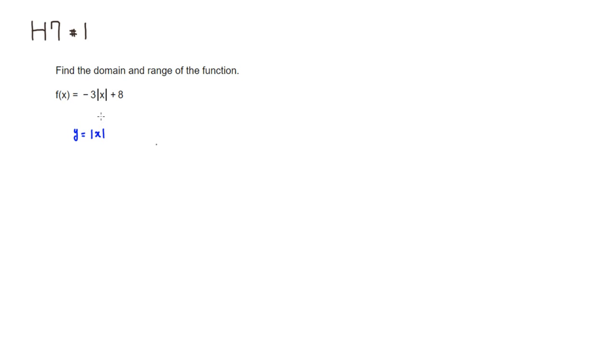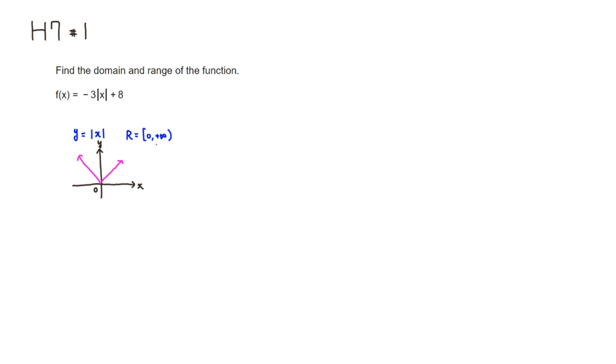We know what this looks like. It's a V-shaped graph, so it looks kind of like this. Here's x, here's y, and the graph has a V shape like that. Originally, the range for this one is from 0 and up to positive infinity. Then we're going to apply a bunch of transformations.